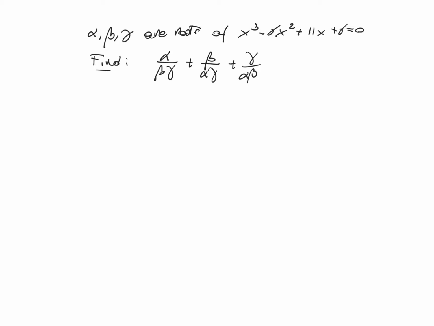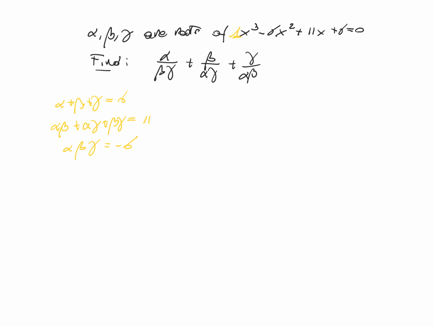When we look again at the equation, this is monic, so the leading term is 1, which is okay. Then we have that alpha plus beta plus gamma, according to my property, is equal to 6. Alpha beta plus alpha gamma plus beta gamma is equal to 11. And the product alpha times beta times gamma is equal to -6.